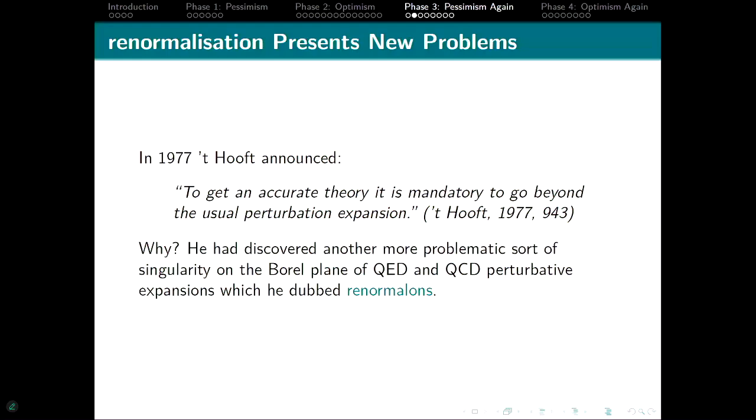In this paper in '77, he discovered a new set of singularities on the Borel plane for gauge theories, four-dimensional gauge theories like QED and QCD, which he dubbed renormalons. And basically the problem is we don't really know how to make sense of these new additional singularities on the Borel plane.